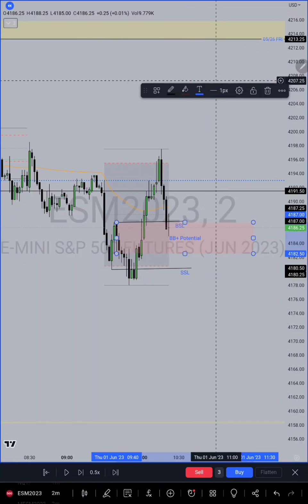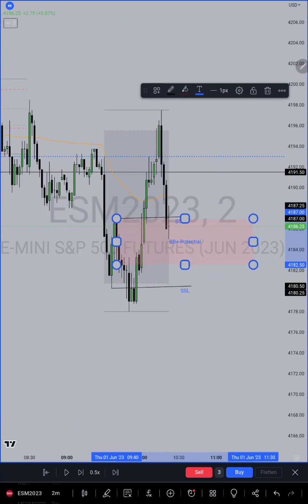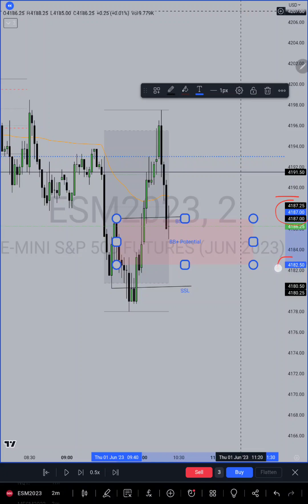But look here. Look at the range of this rectangle. We got ourselves 187, 182.50. So let's just assume, let's just call this 5. This is a 5-point range, right? This is what I am going to use as my risk, right? 5 points.